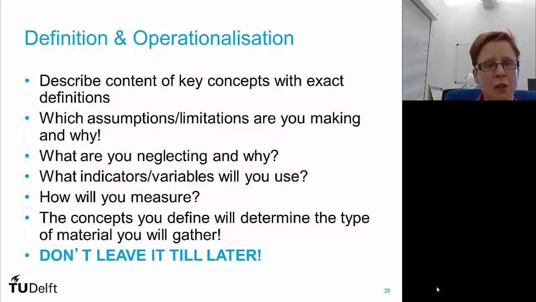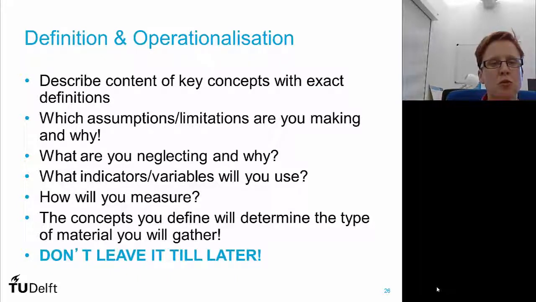Then we come to the final part, and that is a really important part. That's probably the part where communication is key. This is where you define and operationalize your research. This is where you agree with everybody who's involved in your research what's what. So you describe the content of your key concept with exact definitions. So if you talk about air travel, you define what you mean by airplane or also by hot air balloon. Make sure it's defined.